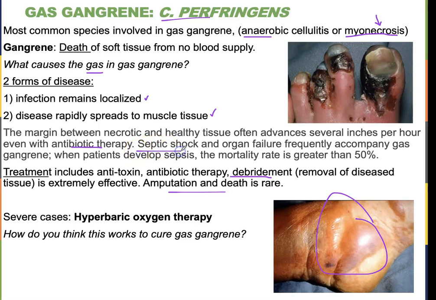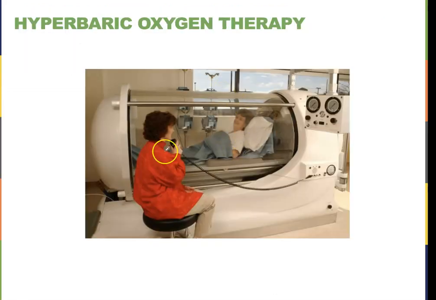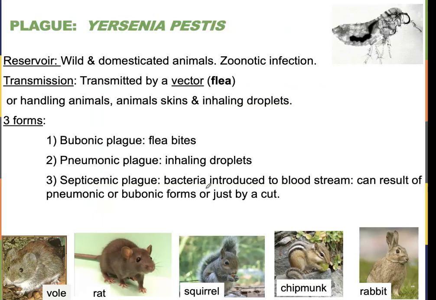Septic shock can also occur from this. The mortality rate is greater than 50%. So it's a very serious infection. If these treatments don't seem to work as well, in severe cases, they put you in hyperbaric oxygen therapy. How do you think this works to cure gas gangrene? Again, it's an anaerobe. Oxygen is toxic to anaerobes. So if you put a patient in a higher than normal oxygen chamber, it helps to kill the bacteria.